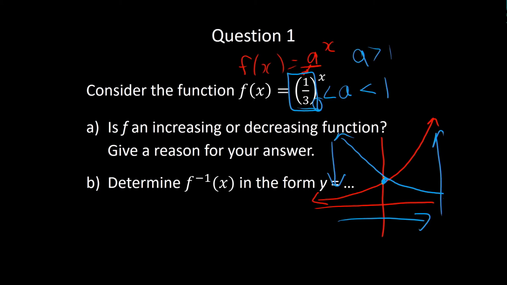So for example, f of x is equal to 3 to the power of x is increasing. For the one that they've given us, we look at the value of a and we see that the base is a third, so therefore it's a number between 0 and 1. So therefore f is a decreasing function, and it's because our base is a number between 0 and 1. It's a fraction. Okay. So the next question, they say determine the inverse of f in the form y equals.